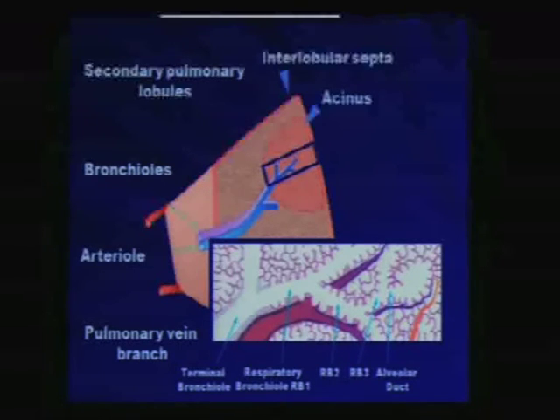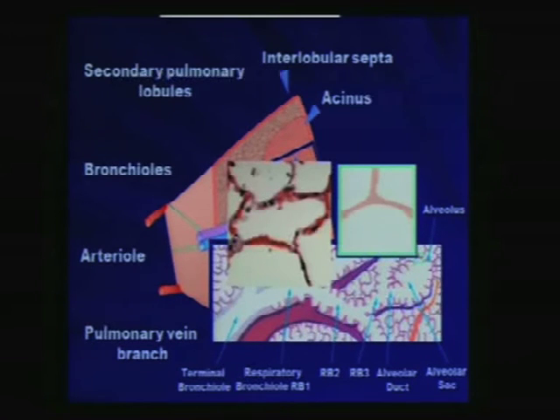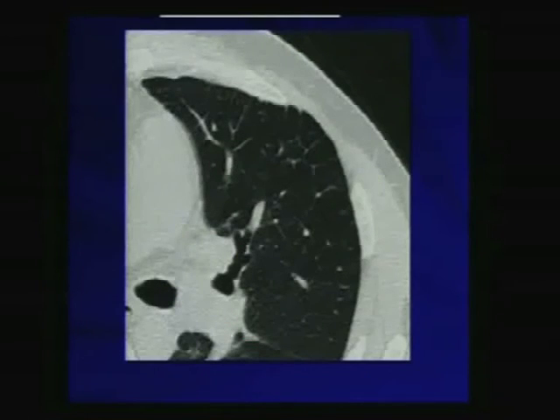So all the different respiratory bronchioles, especially in the small branching orders, all the way to the alveolar duct and to the alveolar sacs, those are not going to be seen morphologically on the CAT scan, again, because they're just too small for us to identify. But this is a normal patient, a live patient.